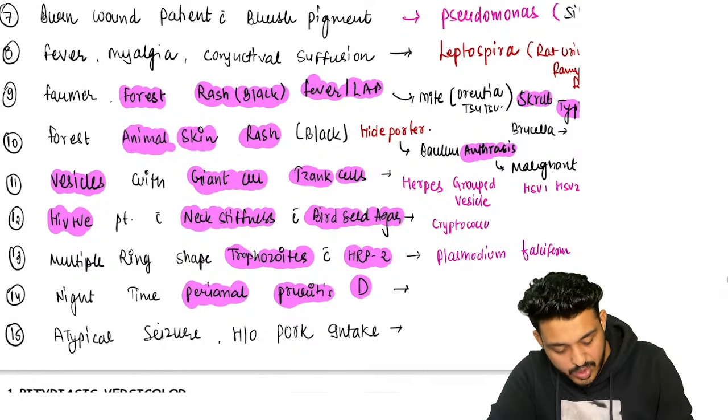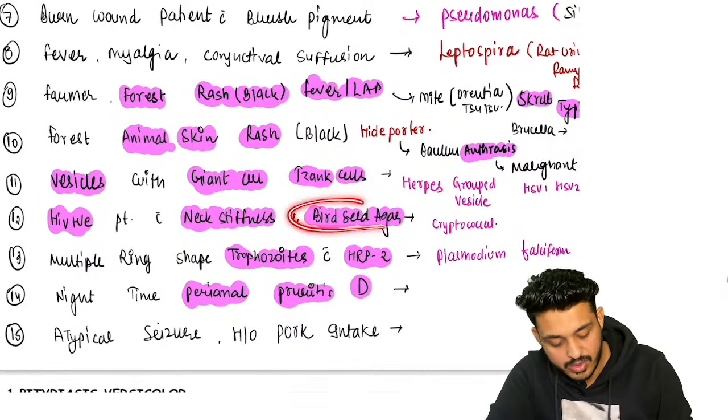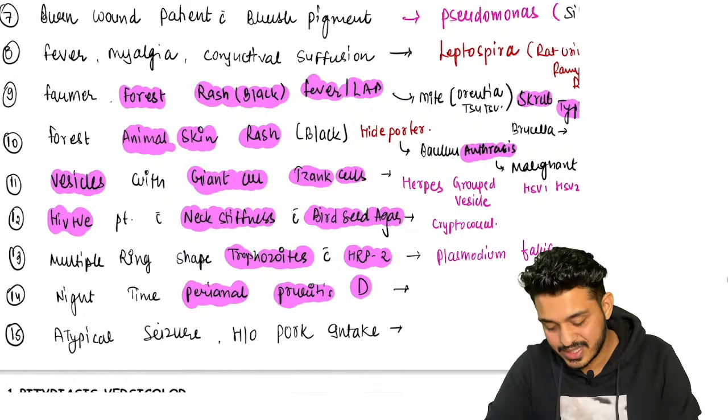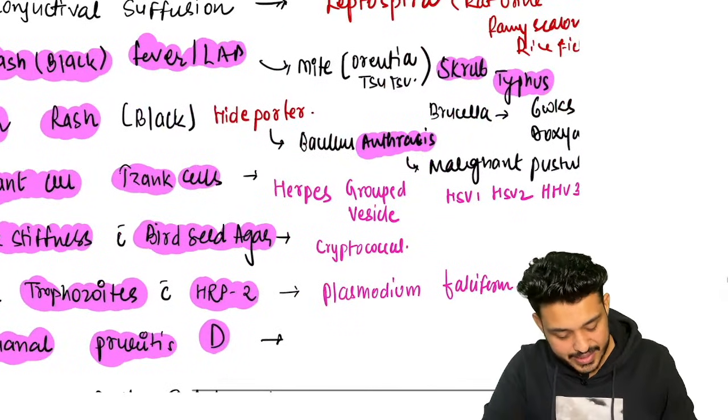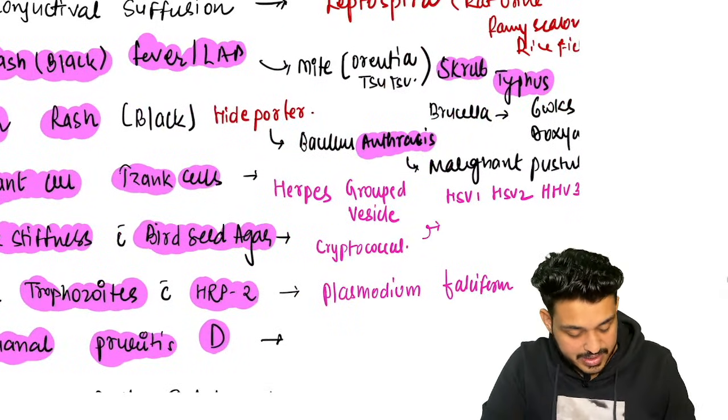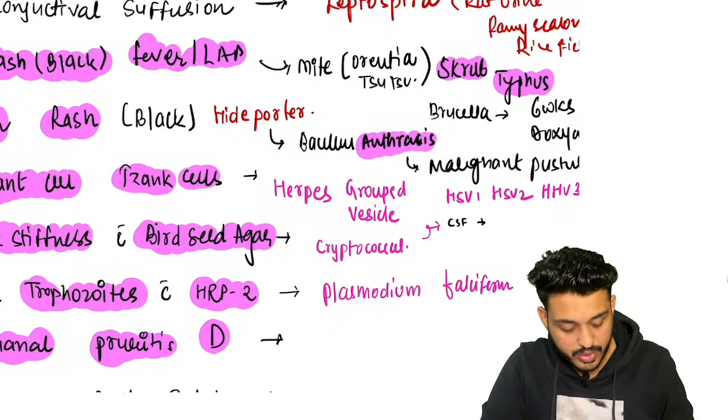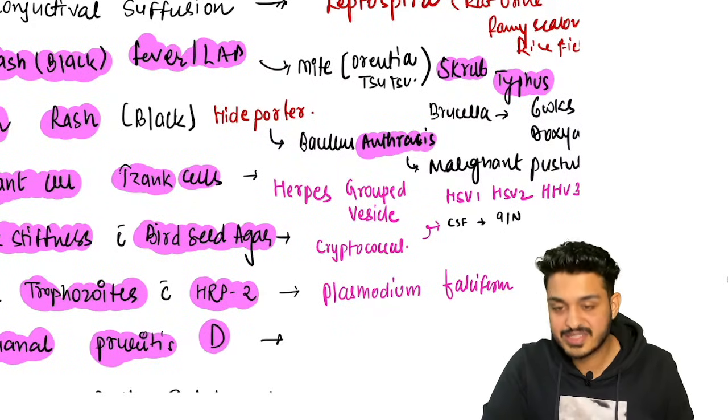And for cryptococcal meningitis, you can do what? You can do bird seed agar. For a CSF sample of cryptococcal meningitis, you can use what? You can remember this: cryptococcal CSF sample, you are going to use India ink or nigrosin stain.